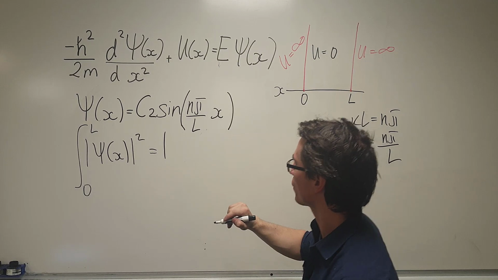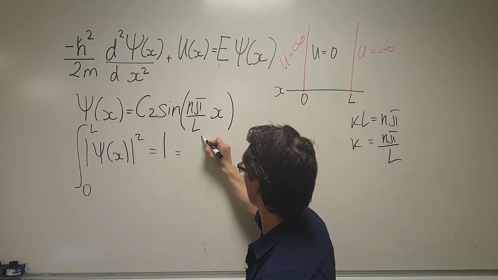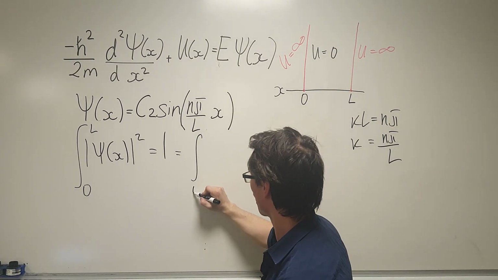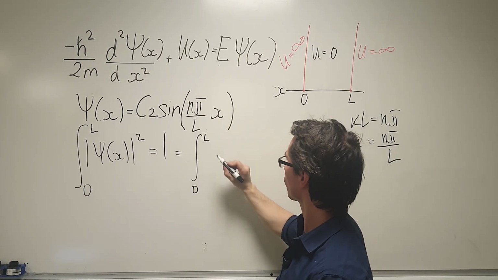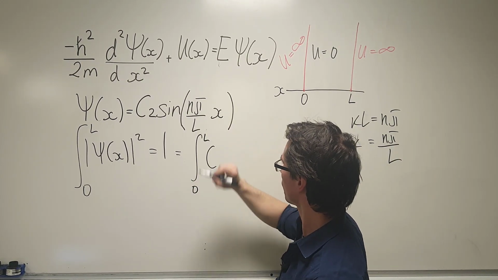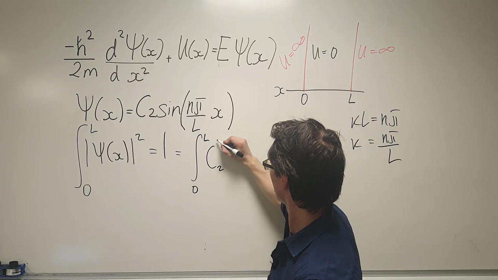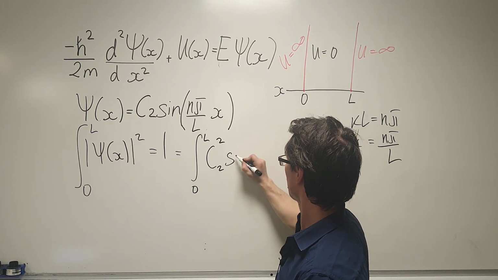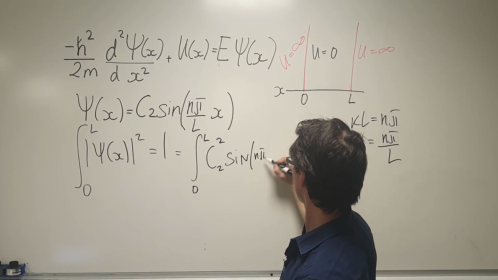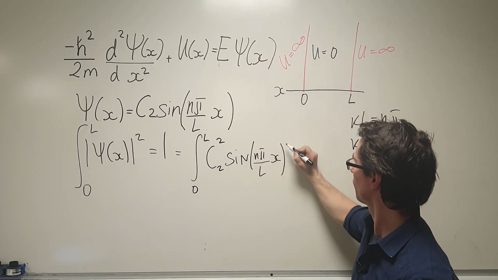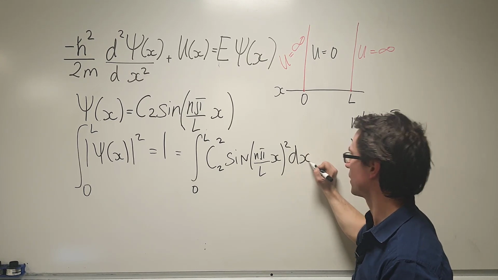So what I'm going to do is say that this is equal to the integral from 0 to L of psi of x squared, which is going to give me the constant c2 squared. I'm going to use sine of n pi over L x, and I'm going to be squaring that, dx.